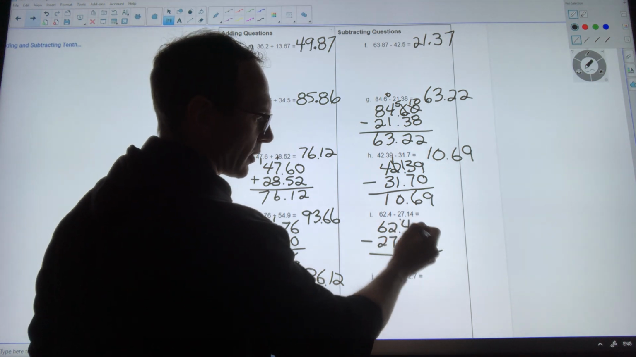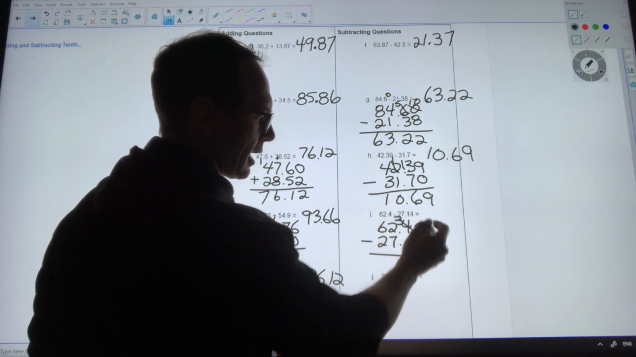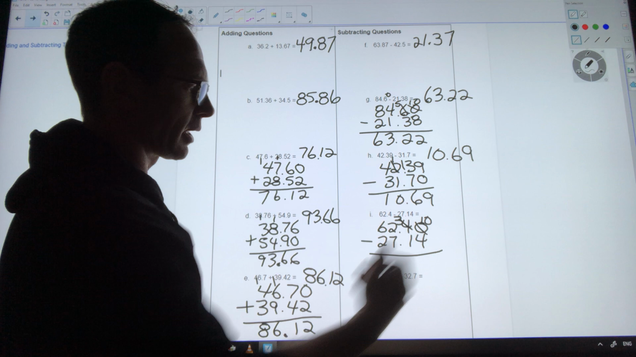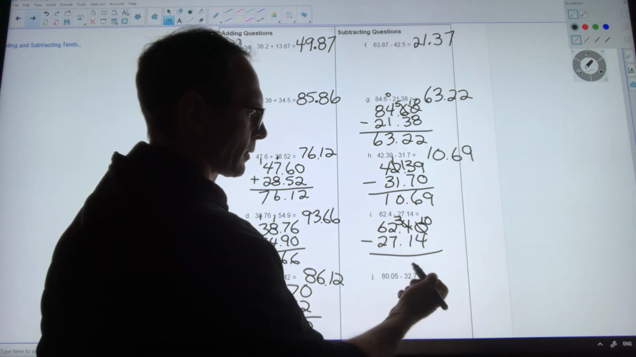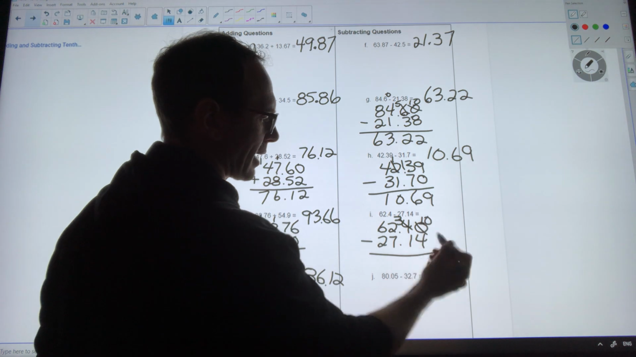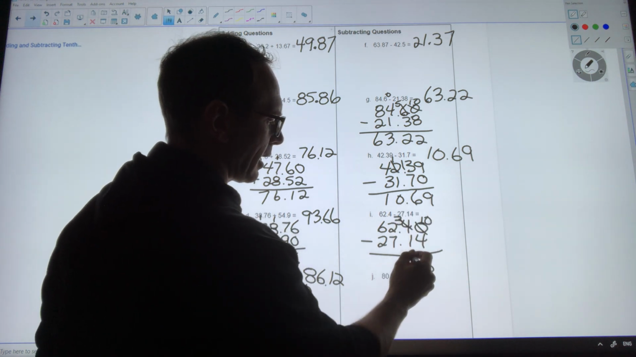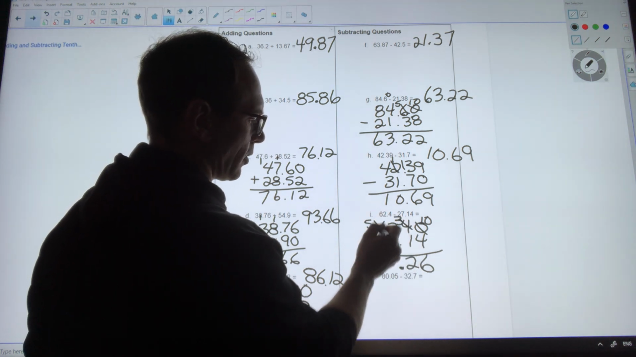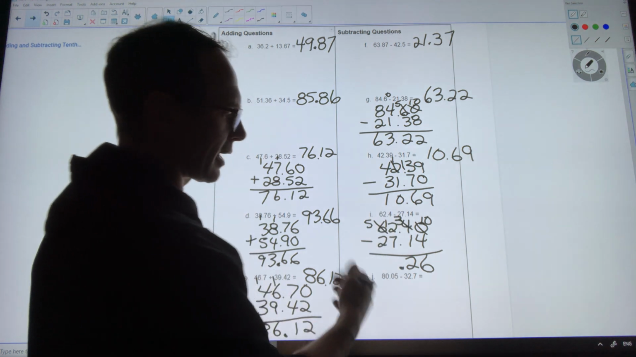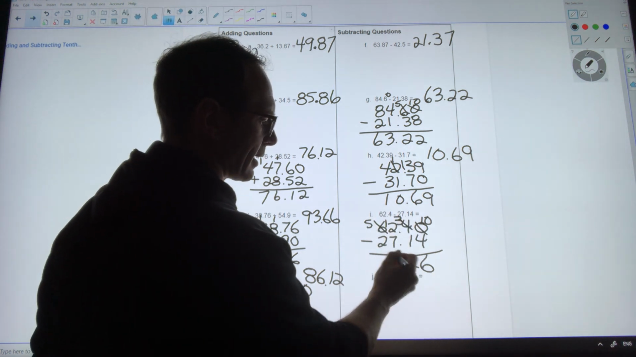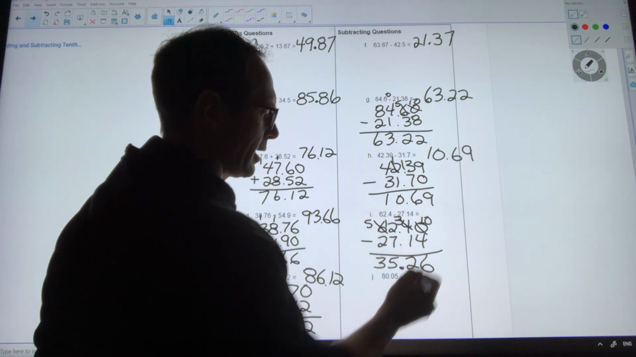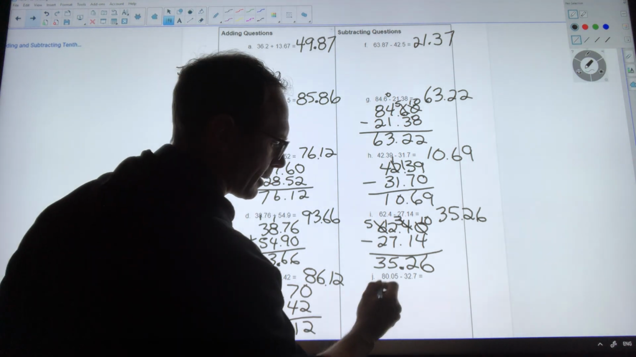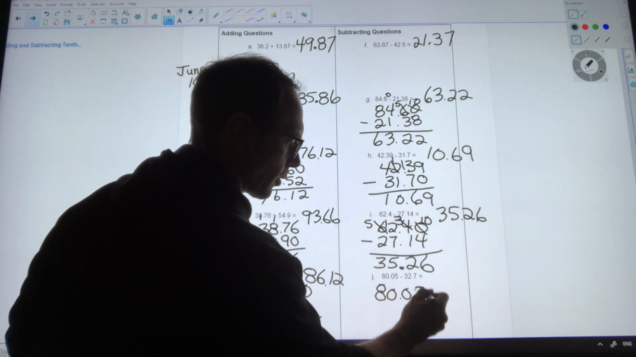Now I have a 0 here, so I'm going to borrow. This can become a 3, and this will become a 10, right? 1 tenth over to the hundredths place will give us 10 hundredths. So now we have 10 minus 4 is 6. 3 tenths minus 1 tenth is 2 tenths. Now I have 2 minus 7 here, so I'm going to borrow and make it 50 and 12 instead of 60 and 2. 12 minus 7 is 5, and 50 minus 20 is 30, so I have 35.26.